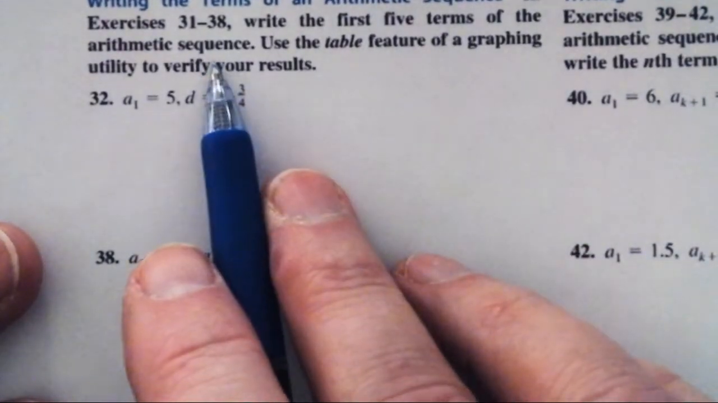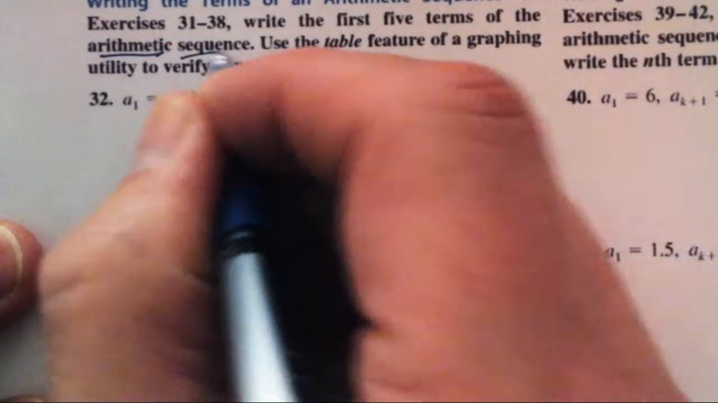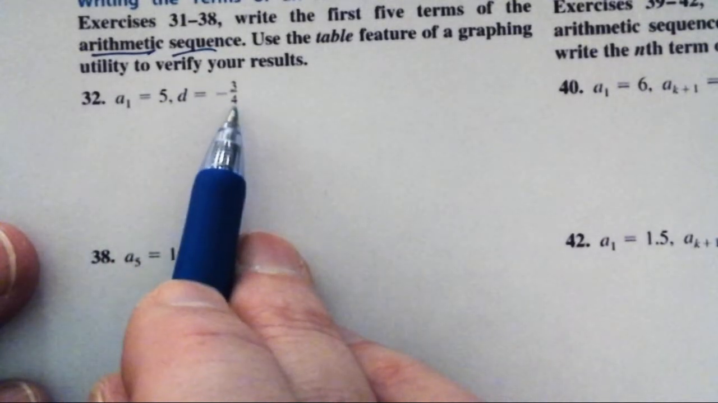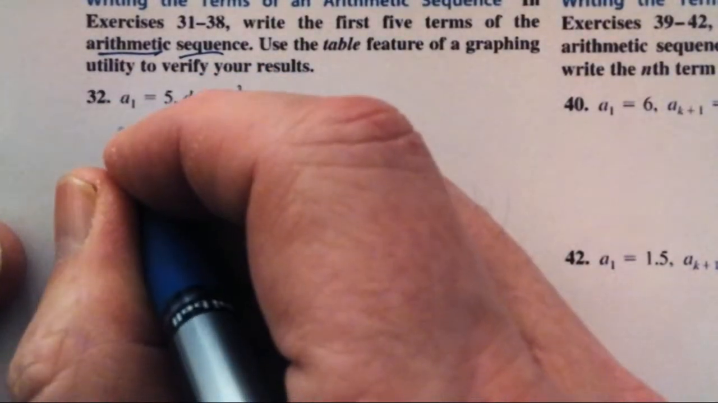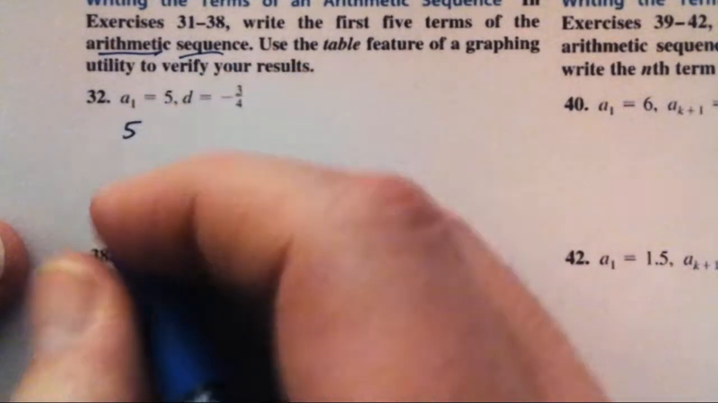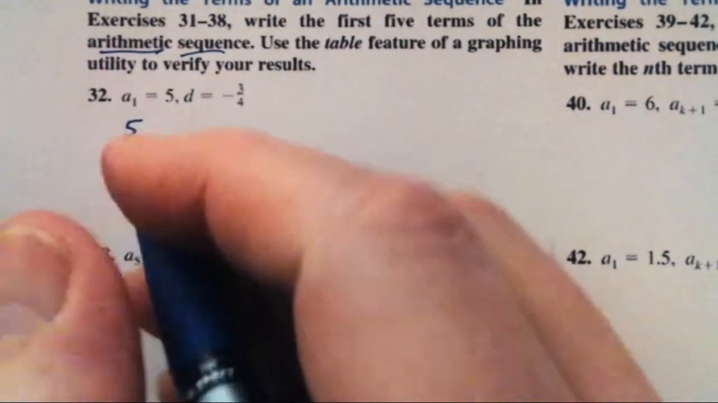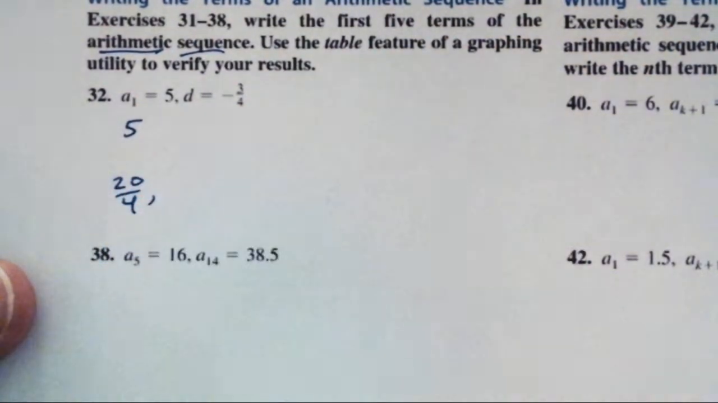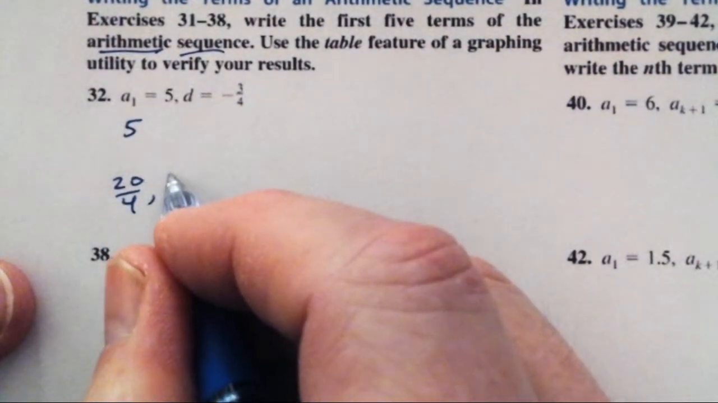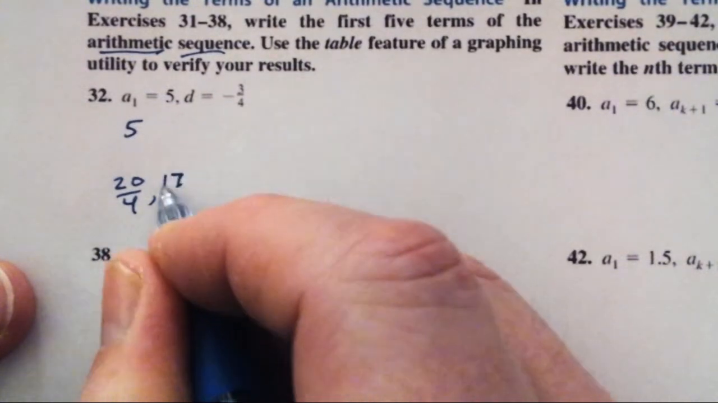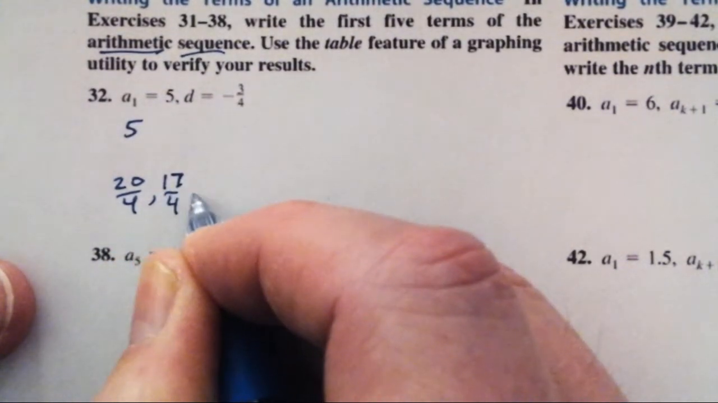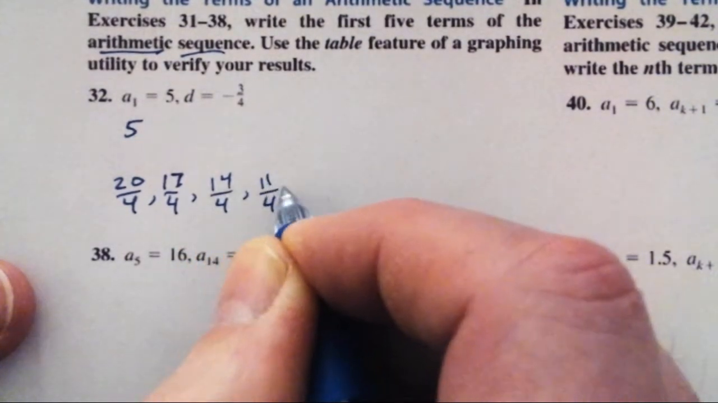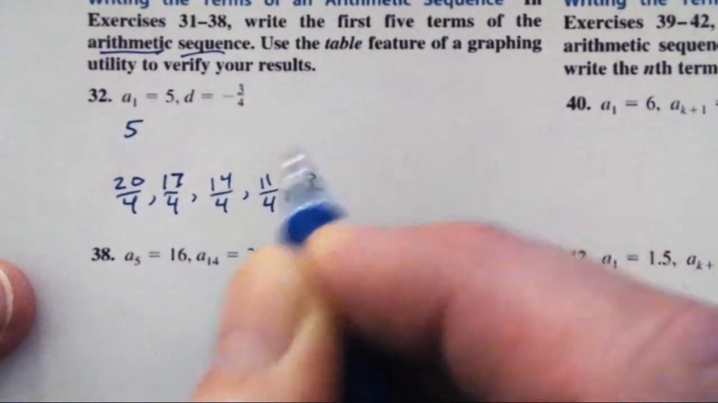Write the first 5 terms of the arithmetic sequence. Now they're telling us it's arithmetic to begin with. They give us the first term, 5, and they tell us the difference is negative 3/4. Because it's in fourths, I'm going to write 5 as 20/4. And we reduce by 3/4, 17/4, reduce by 3/4, 14/4, reduce by 3/4, 11/4, and reduce by 3/4, 8/4.